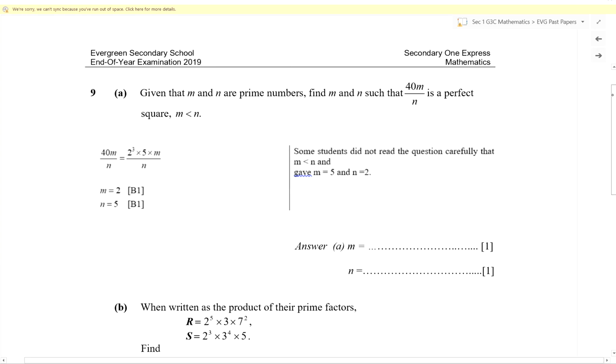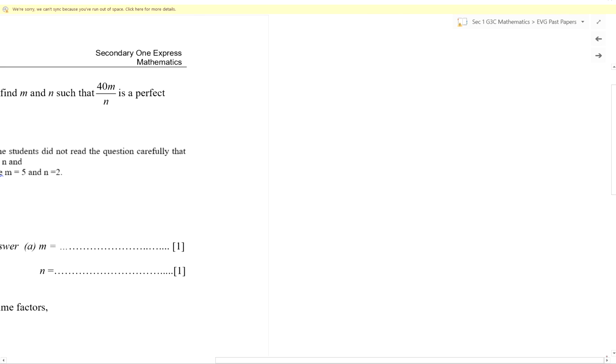Next. Okay, I admit this is a little difficult. But let's do a quick recap for this first. Find m such that 40m is a perfect square. Okay, smallest, least. How will you do this question?